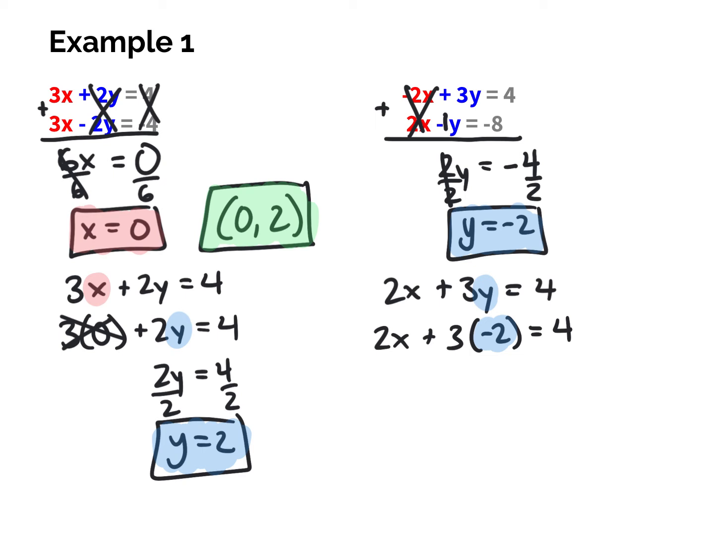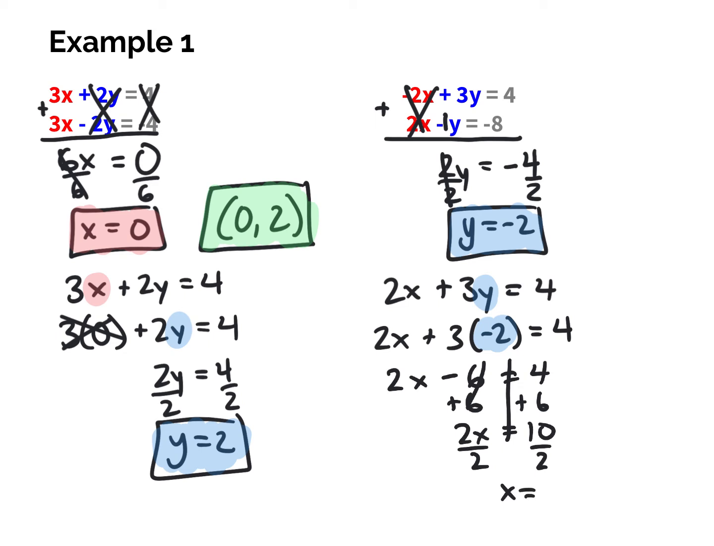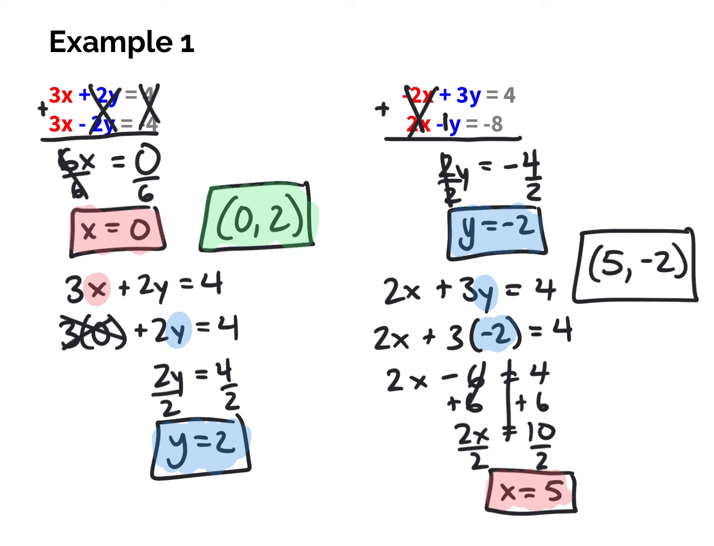Now I got to simplify. So I have 2x, 3 times negative 2 would give me negative 6, is going to equal 4. And now I can solve using my inverses by adding 6 to both sides, getting 2x equals 10. And lastly, dividing both sides by 2 and getting x equals 5. And there would be my answer. So again, as a point, combining these two things together, I would have a value of 5 for my x, negative 2 as my y, and there's my final answer. Okay, and again, it's the point where those two lines cross.